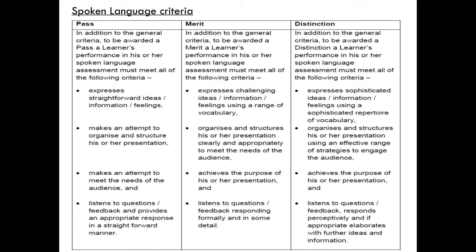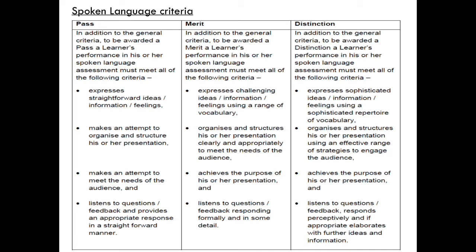Let's look at a merit. So the first bullet point, it says expresses challenging ideas, information, feelings using a range of vocabulary. And we spoke about the topics and your topic choices, how they're very important in terms of aiding you to get the highest award. So choosing an idea that is challenging, that gives that scope for further development.